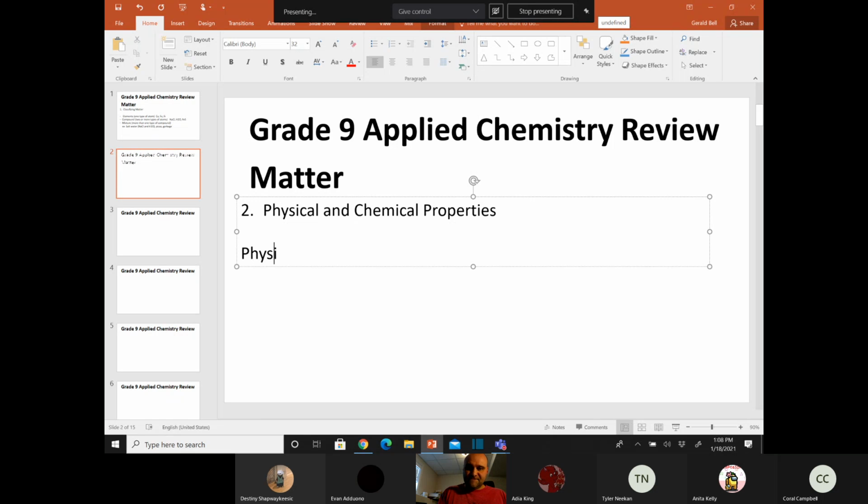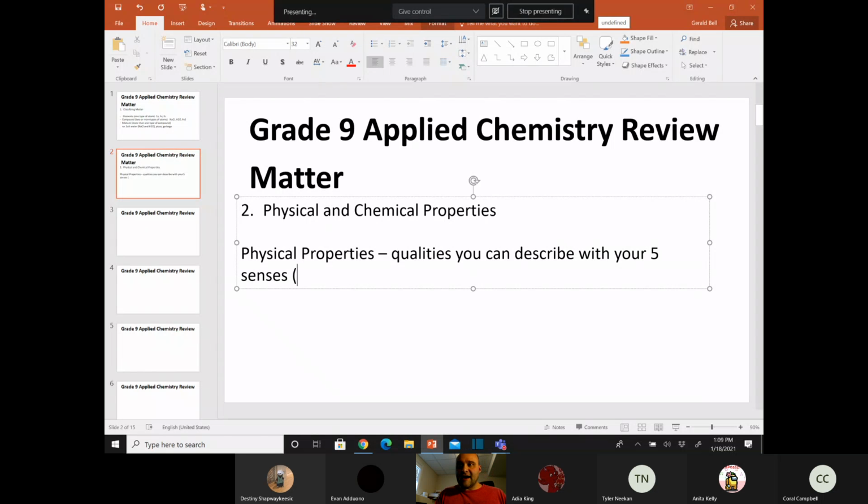So if we're talking about physical properties, again, feel free to shorthand anything you want. We were talking about characteristics or qualities you can sense, or describe is a better word. You can describe with your 5 senses. What we were after is kind of like the state of something. You would see it, right? Solid, liquid, or gas. The color, and that would be something you could see.